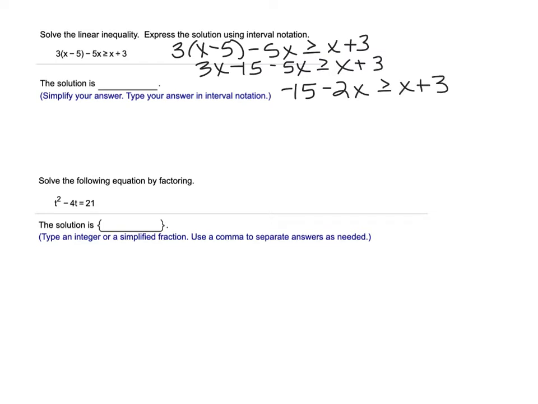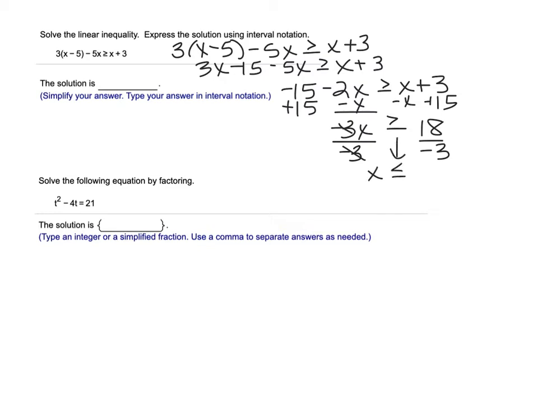Okay, I'm going to subtract x to the other side, right? And then I'm going to add 15 to both sides. That gives me -3x right here. And then 15 plus 3 is 18. Okay, so this is where inequalities are a little different. I have to divide out, but since I'm dividing by a negative number, do not forget that you have to change the direction of the sign. So my answer is x is less than or equal to -6.